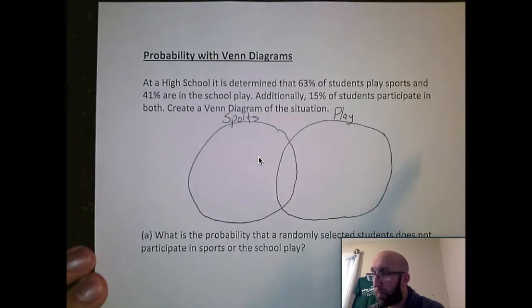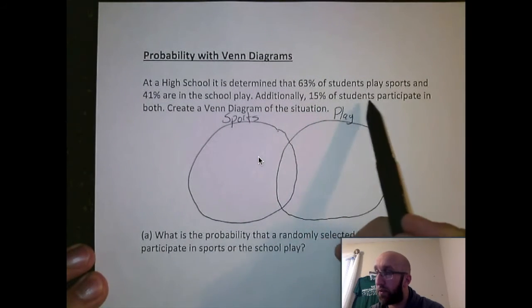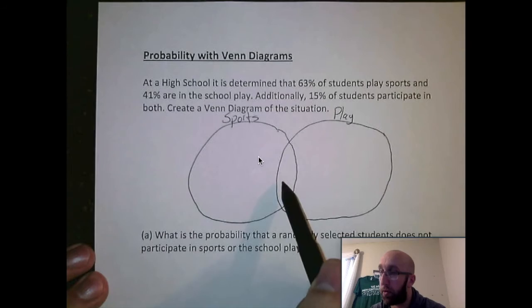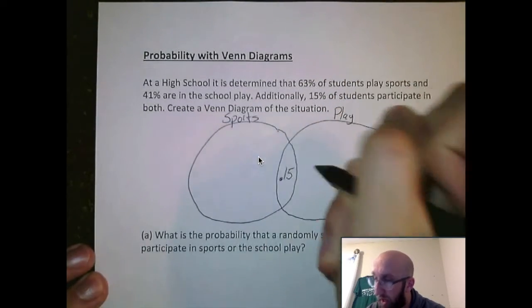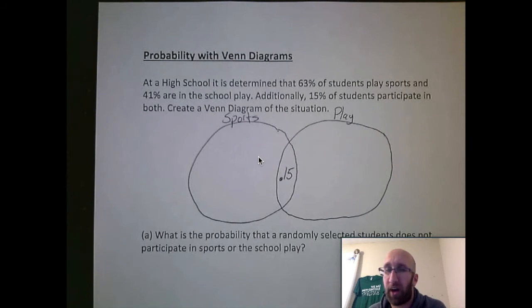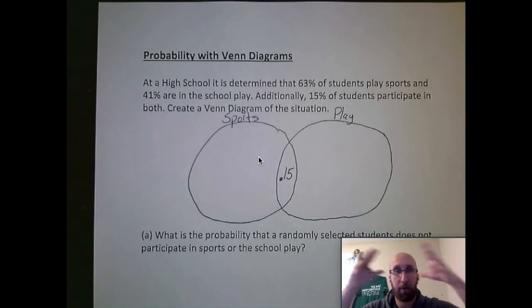When I read through my problem again, it says additionally 15% of students participate in both. So this middle section, I'm going to represent as 0.15. I like to represent all of my probabilities as decimals and not percentages. So 0.15 for 15%. Reading through, I need to work my way out. I did my overlap, so now I work my way out.